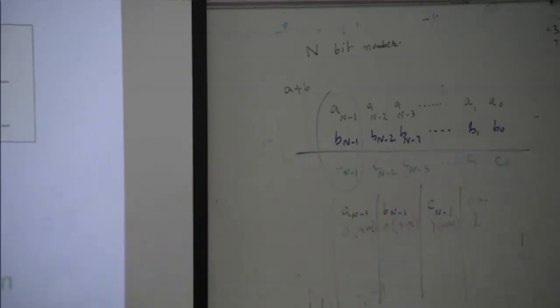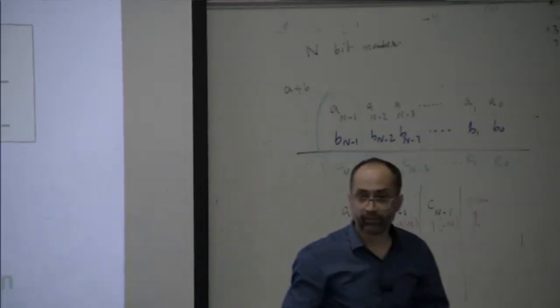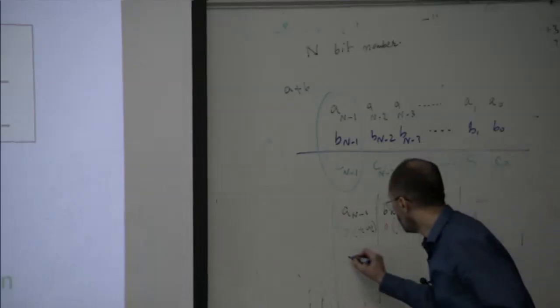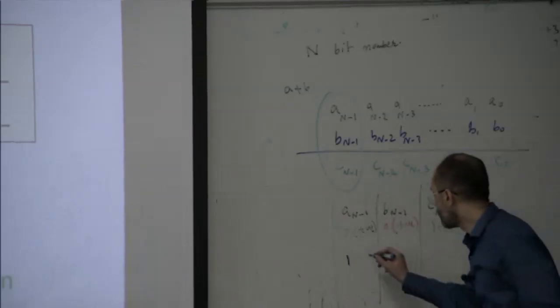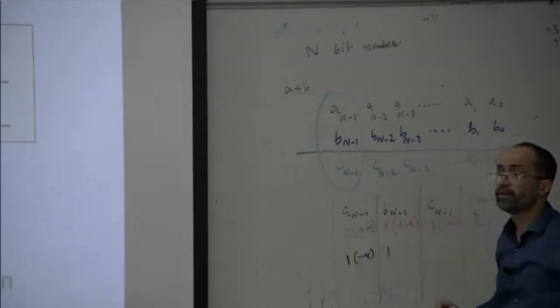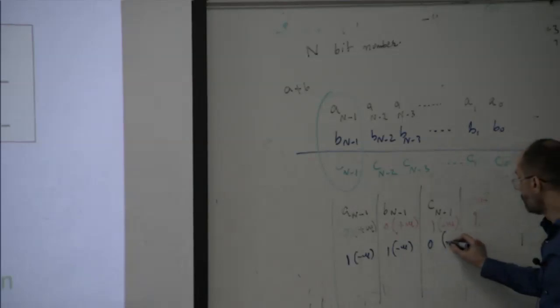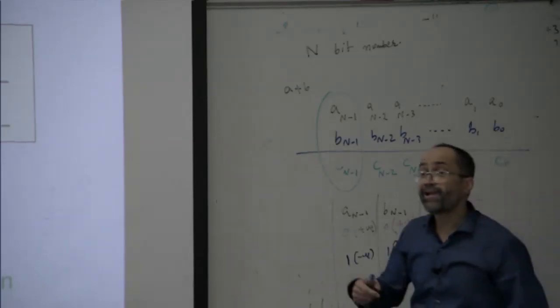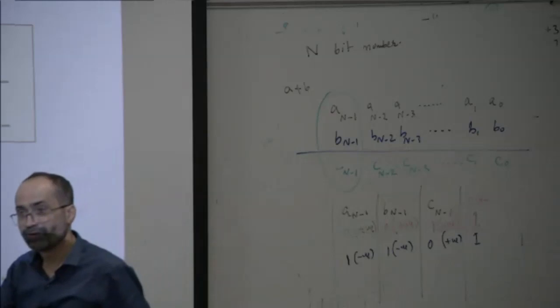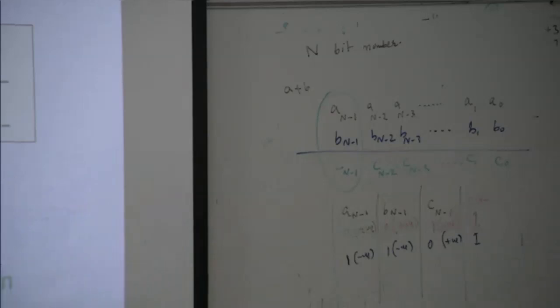Any question? Got it? So overflow will be 1 when we add two positive numbers and the result is negative. Another scenario: a n minus 1 is 1, negative; b n minus 1 is 1, negative; and c n minus 1 is 0, and overflow is 1. So overflow will be 1 when we add two negative numbers and the result is positive. So this is another way.